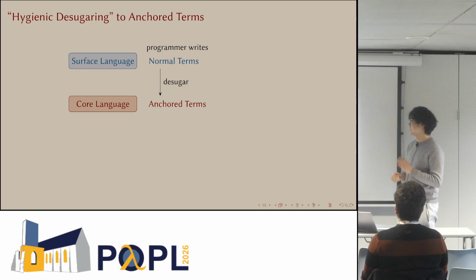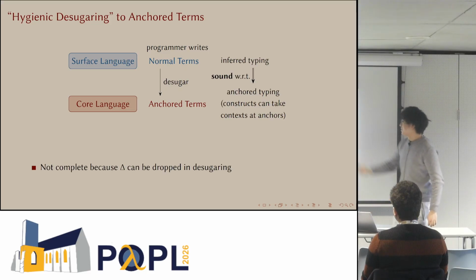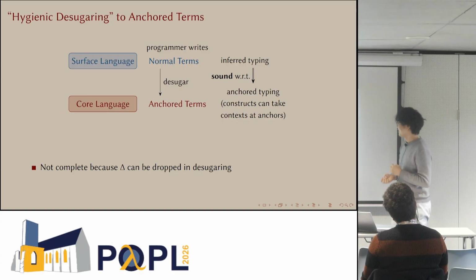They just write normal terms in the surface language. But the normal terms of the surface language desugar to anchored terms of the core language. And then the normal terms of the surface language are type-checked with our inferred rules, which are sound with respect to anchored typing of the core language anchored terms. And anchored typing, it's just like sometimes a construct just has an anchor pointing up, so it takes the gamma over there. It's actually quite routine.